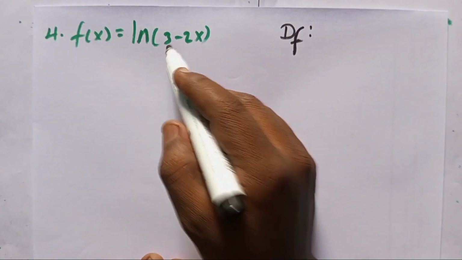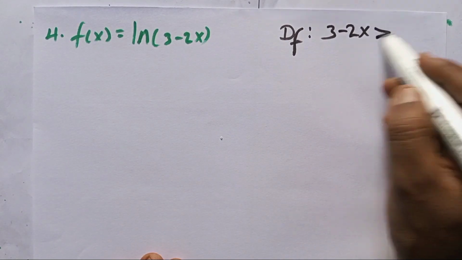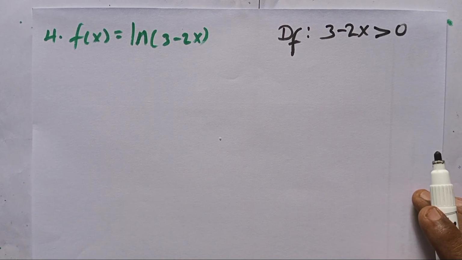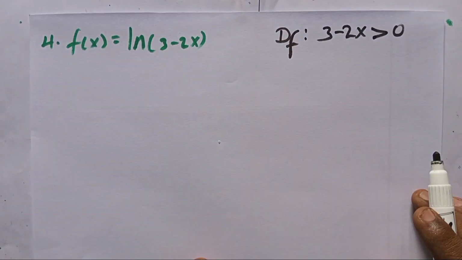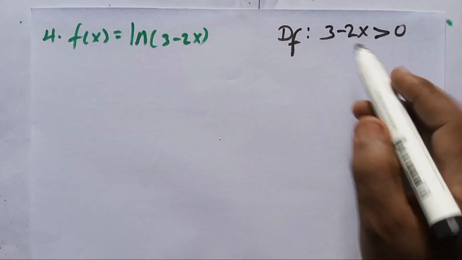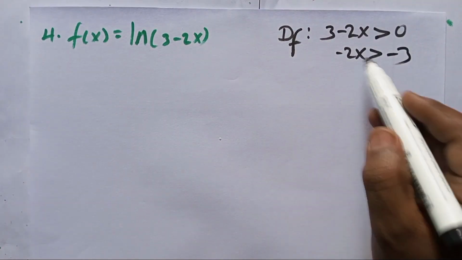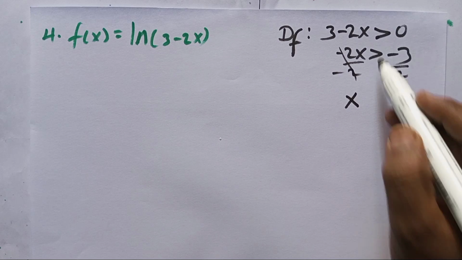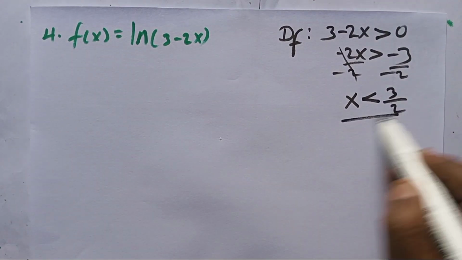ስለዚህ ነው, what is the domain for this one? The domain for the logarithm, this expression 3 minus 2x must be greater than 0. greater than 0 መሆን አለበት። ኦኬ ከሆነሳ ይሄው ሶልቭ እናድርግ። Minus 2x greater than negative 3, then divide both sides by negative 2. By negative 2, it cancels out x, here the inequality sign is changed: x less than positive 3 over 2.